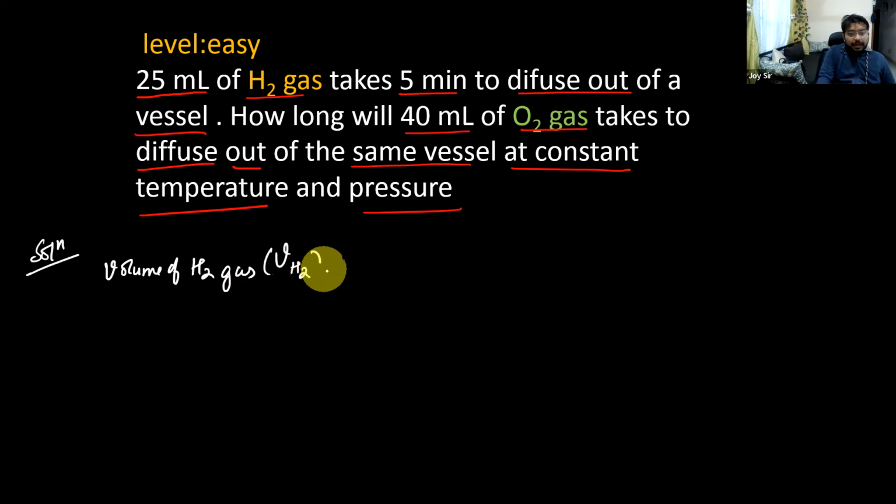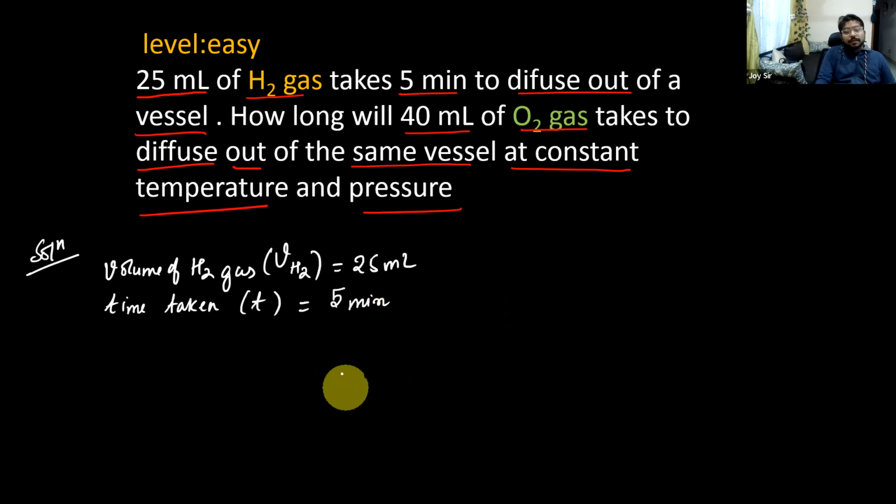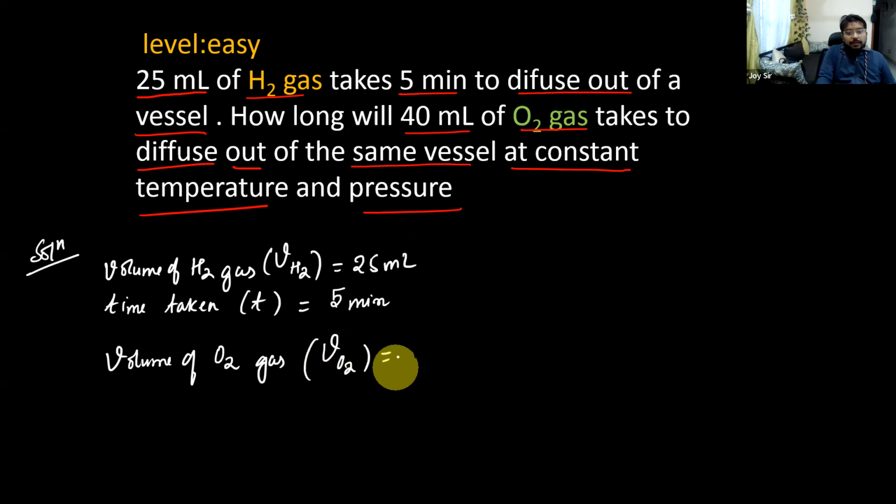Volume of hydrogen gas is equal to 25 ml. Time taken T is equal to 5 minutes. Then volume of oxygen gas VO2 is equal to, okay, we don't need to find that, right? We need to just find the rate of diffusion of hydrogen gas.